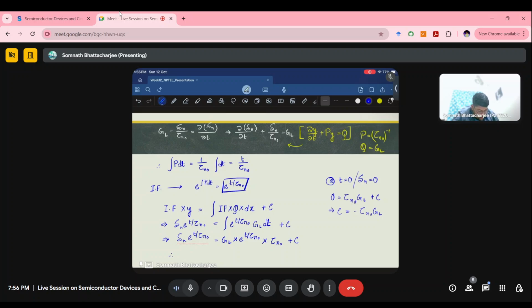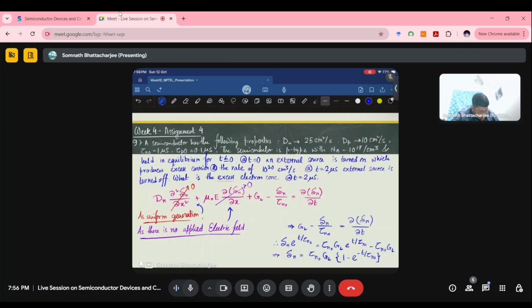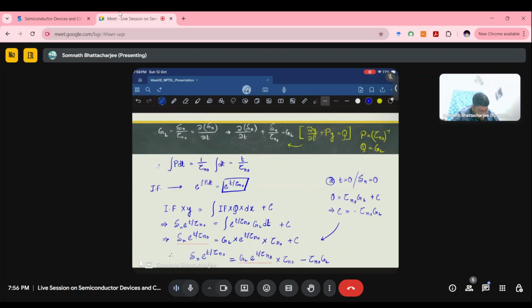Now, if we write down the equation here by putting this value, this will be del n e to the power t by tau n naught plus GL e to the power t by tau n naught multiplied by tau n naught equals minus tau n naught into GL. I guess this was it, right? Tau n naught GL, tau n naught. So I have just written them in opposite factor. So this is how we need to solve this equation.